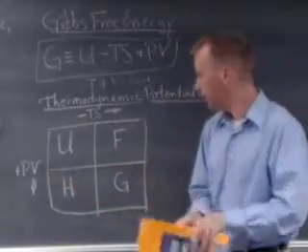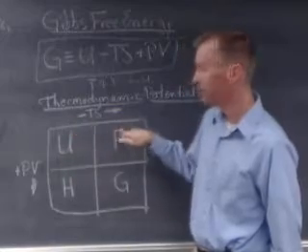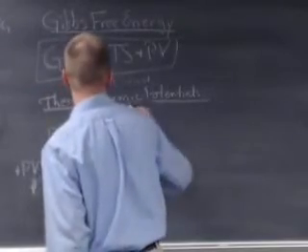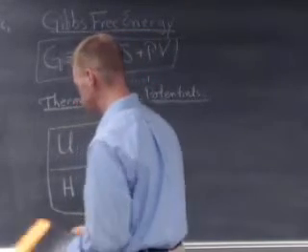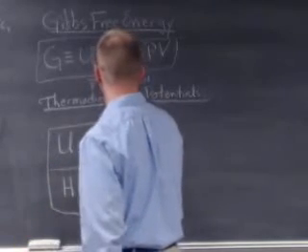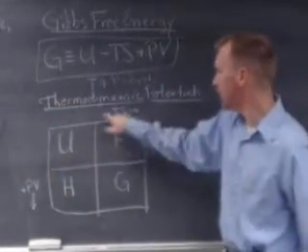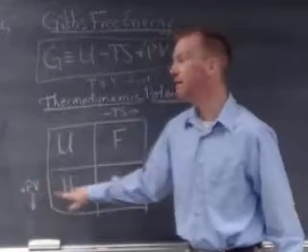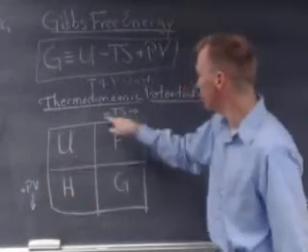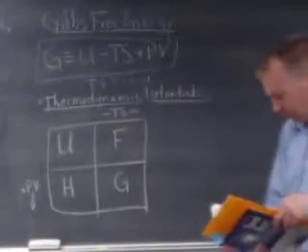So this means that F is U minus TS. Actually, I should write this over a little to the right, and that a little farther down. That'll make it clearer. There we go. So U minus TS is F, the Helmholtz free energy. U plus PV is H, the enthalpy. And U minus TS plus PV is G, the Gibbs free energy. All right, so it's a nice way of remembering those there.